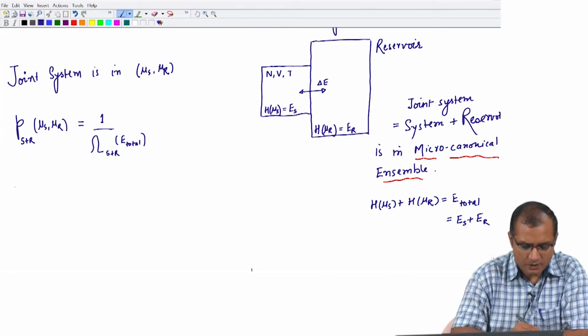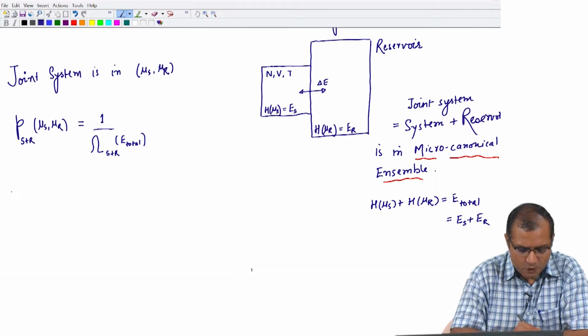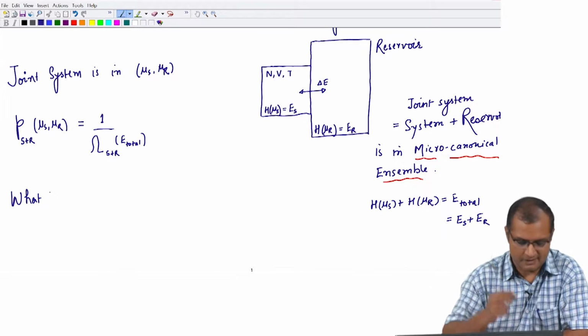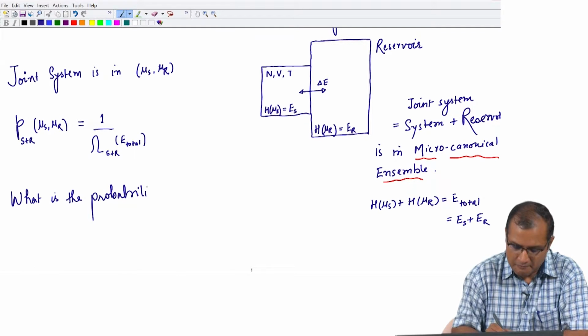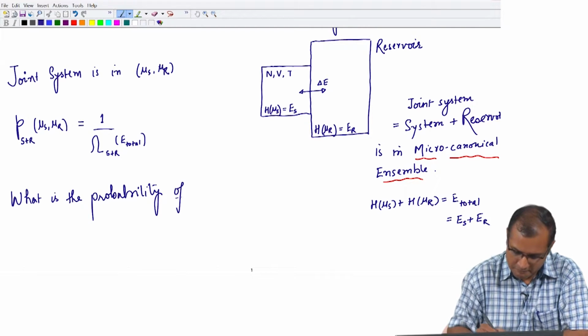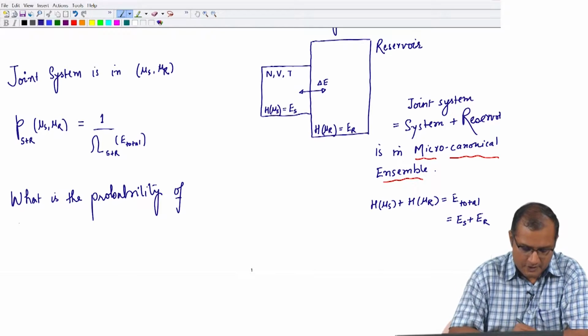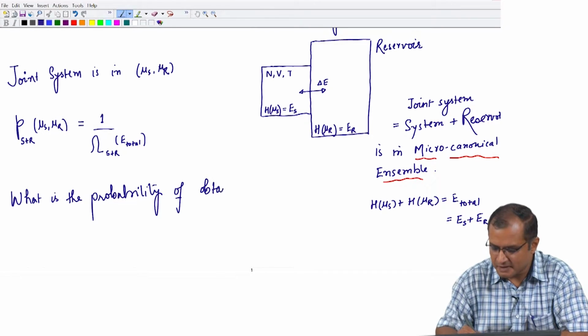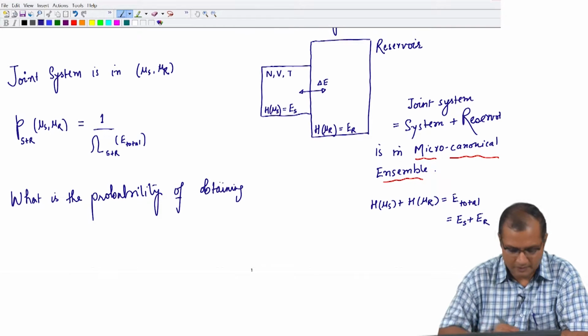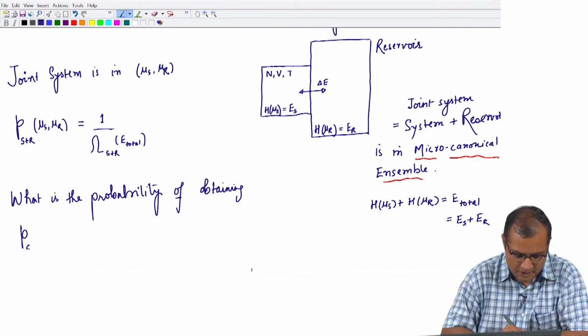Since I am interested in the properties of my system, I can now ask myself: what is the probability of obtaining my system in a microstate mu_s?